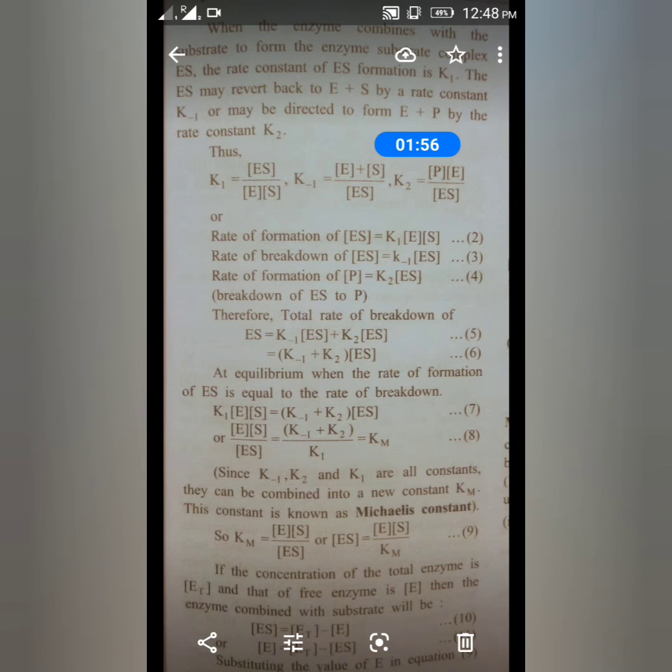Now instead of writing K minus 1 plus K2 divided by K1, this whole thing we will just write it as Km. Since K minus 1, K2 and K1 are all constants, they can be combined into a new constant, that is Km. And this constant is known as the Michaelis-Menten constant. So from equation 8 we will write E into S divided by ES is equal to Km. Alright, so we get this equation.